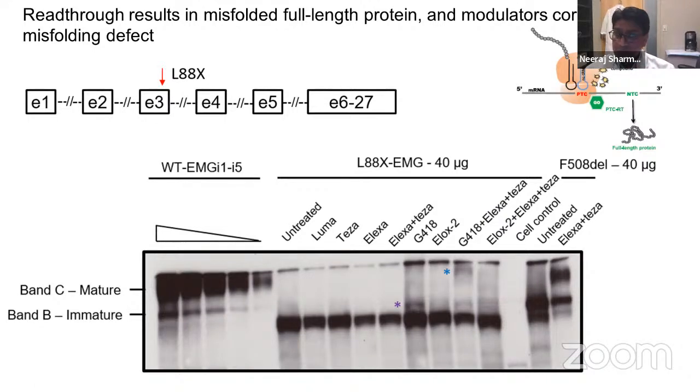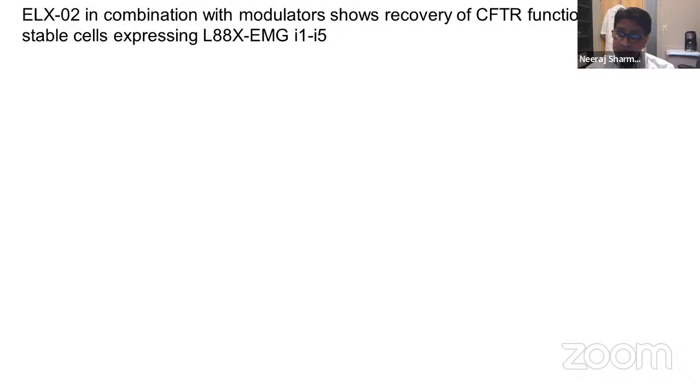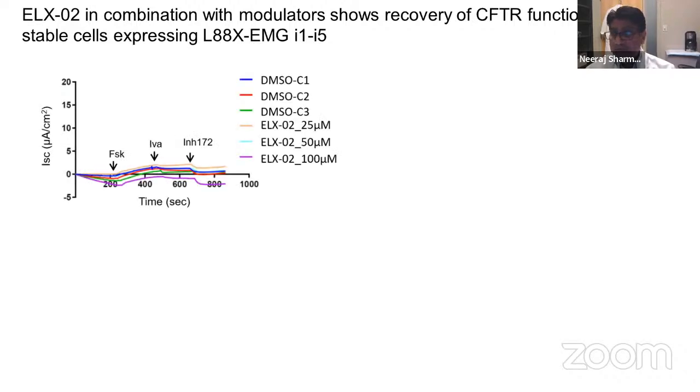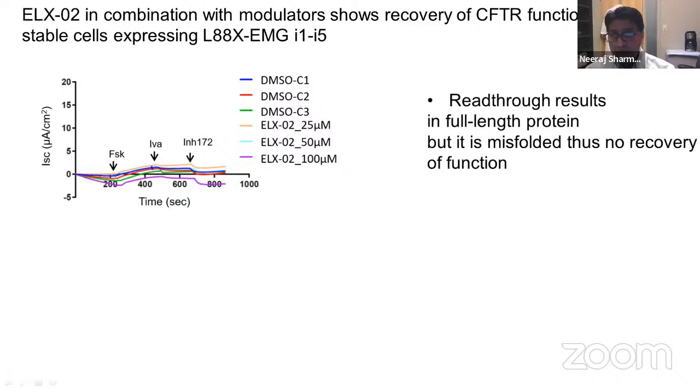So this is a Western blot. How would this look in a functional study? So here, as I said, compared to DMSO control, read-through drug by itself shows nothing. And we know why it shows nothing, because this results in full-length protein, but is still misfolded. There is no recovery of function.